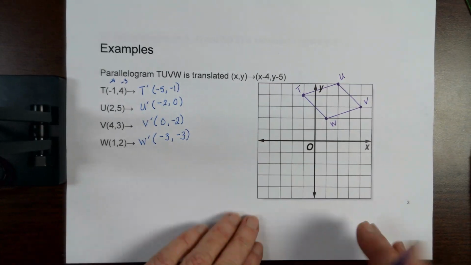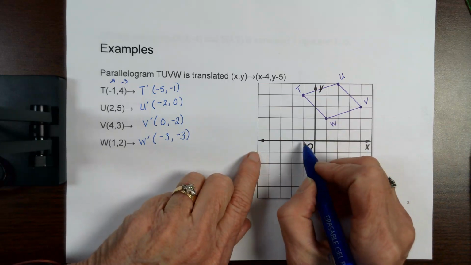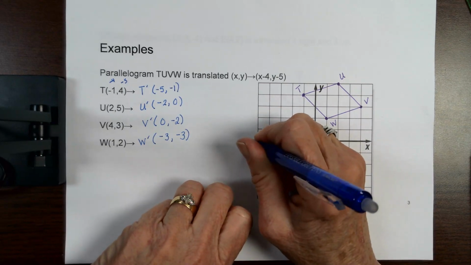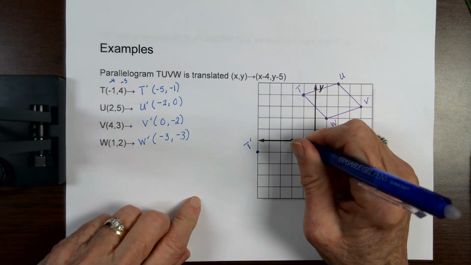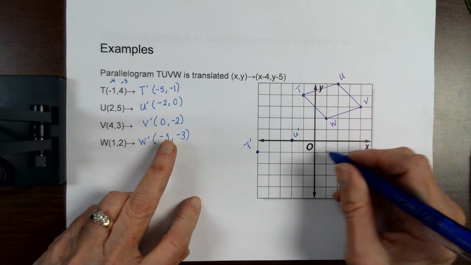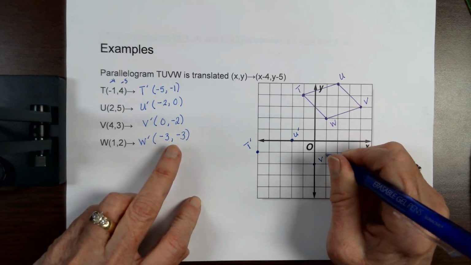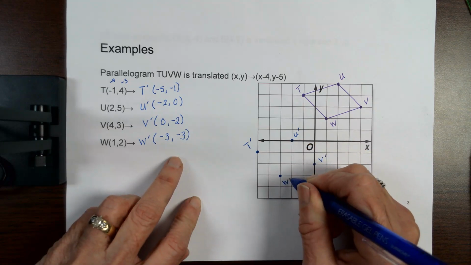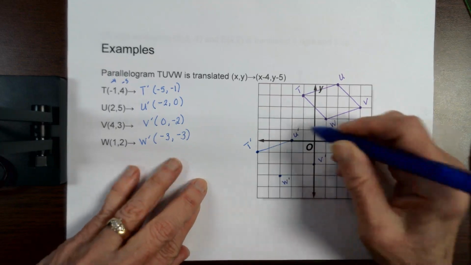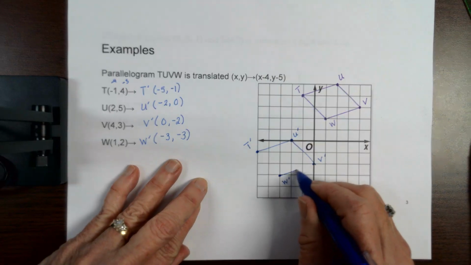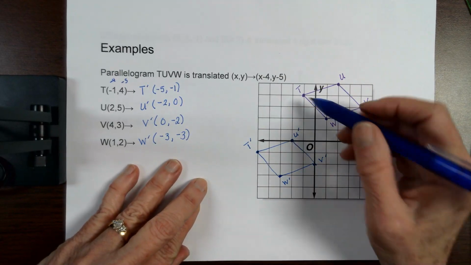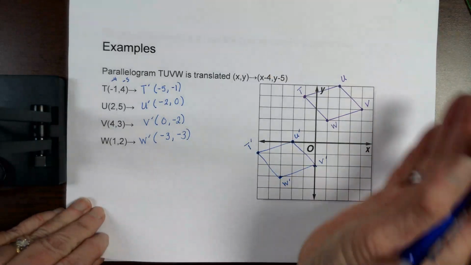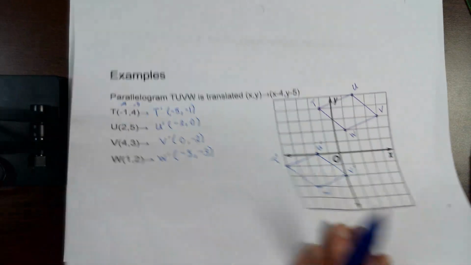Then I just have to graph that over here. So I have a -5, 1, 2, 3, 4, 5, -1, so that's going to be my t prime. -2, 0 is going to be my u prime. 0, -2 is going to be my v prime. And -3, -3 is going to be my w prime. So literally, it's like taking this and just sliding it down. Okay, I don't change the rotation of it, and I don't change the size of it.